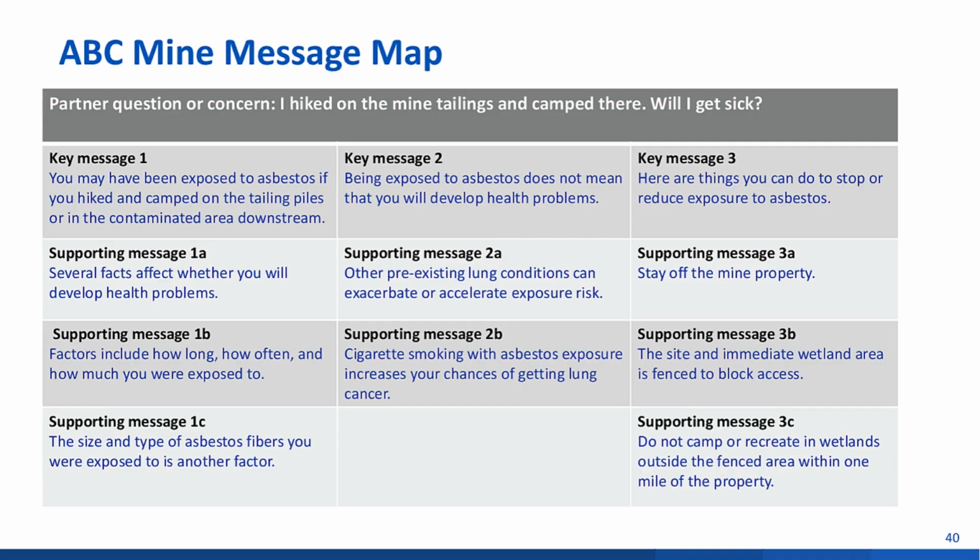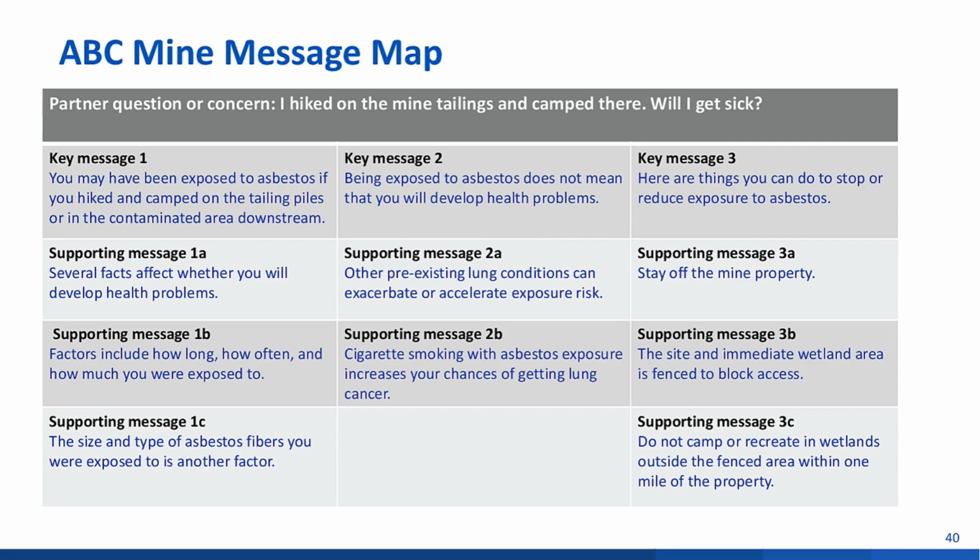For key message 1, the supporting messages are 1A. Several factors affect whether you will develop health problems. 1B. Factors include how long, how often, and how much you were exposed to. 1C. The size and type of asbestos fibers you were exposed to is another factor.